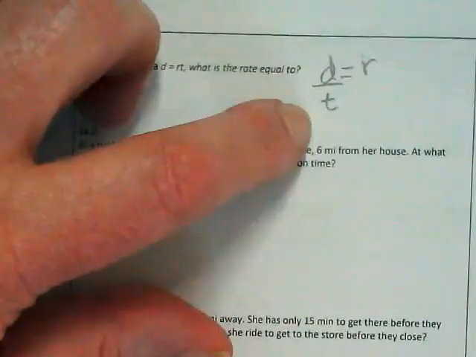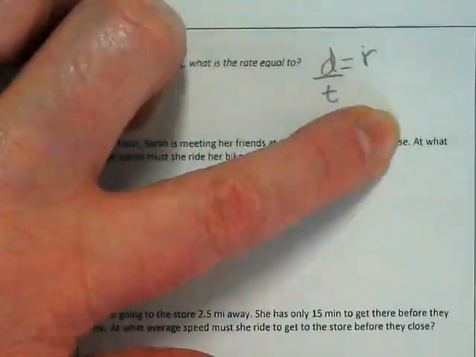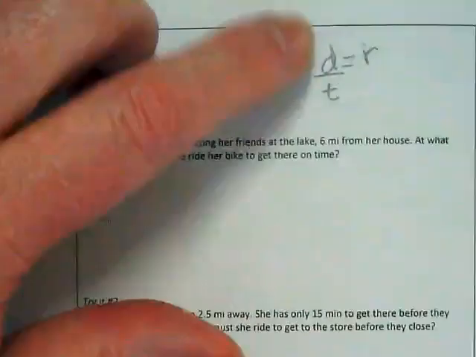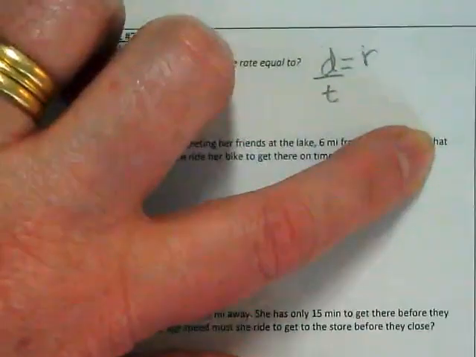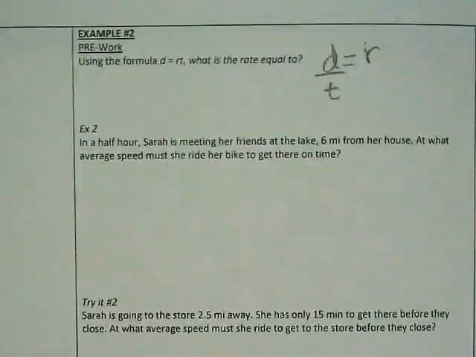So if this is miles and this is hours, our rate is going to be in miles per hour. If this is meters in minutes, our rate is going to be in meters per minute. Okay, and we'll see some examples of that as we move on.